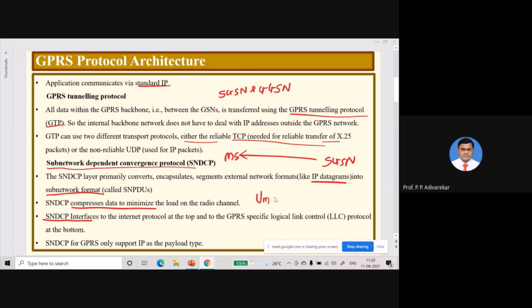Then another key aspect of GPRS is that it only supports IP as a payload type. All the payloads will be in IP format only, and no other format is allowed here. That is why SNDCP is important in the conversion of all those formats. So that is what SNDCP is. We'll see the next protocol, that is the BSSGP protocol.